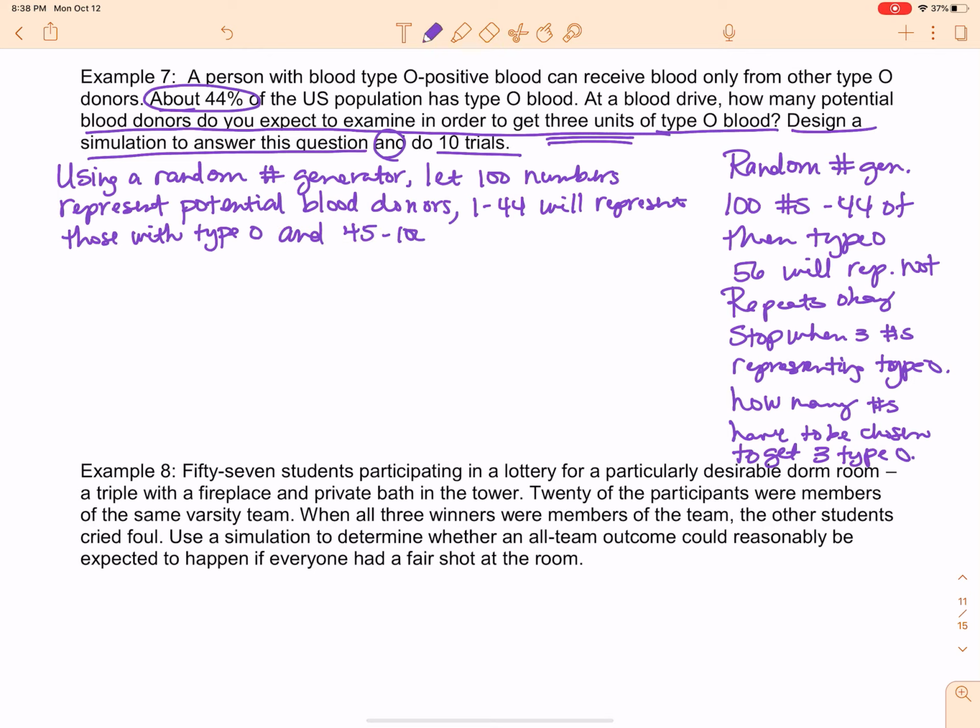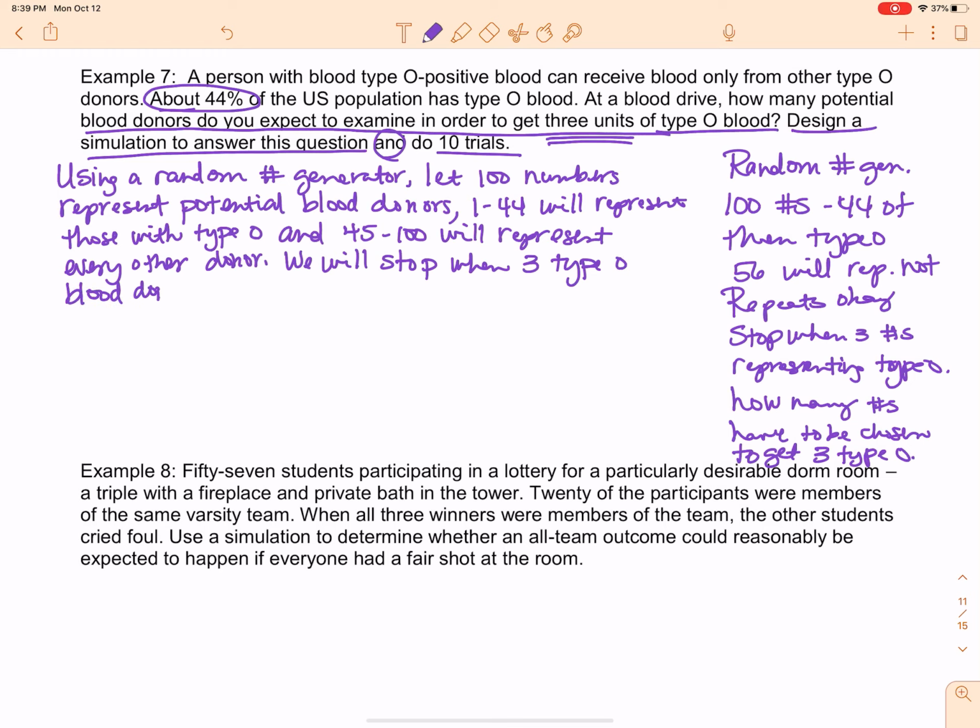And 45 through 100 will represent every other donor. Okay? We will stop when 3 type O blood donor numbers are chosen.